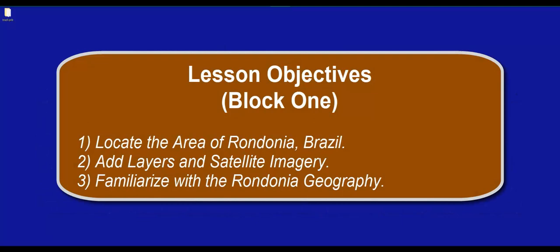So to start block 1, we'll begin by exploring the study area. First, you'll need to start a new map in ArcMap and locate your study area of Rondônia, a Brazilian state in the Amazon rainforest. Then, you'll add layers and visually examine satellite imagery to become familiar with the geography. So our first part in block 1 is to find the study area. You'll start a new map, become familiar with ArcMap's user interface, and find the project's study area.